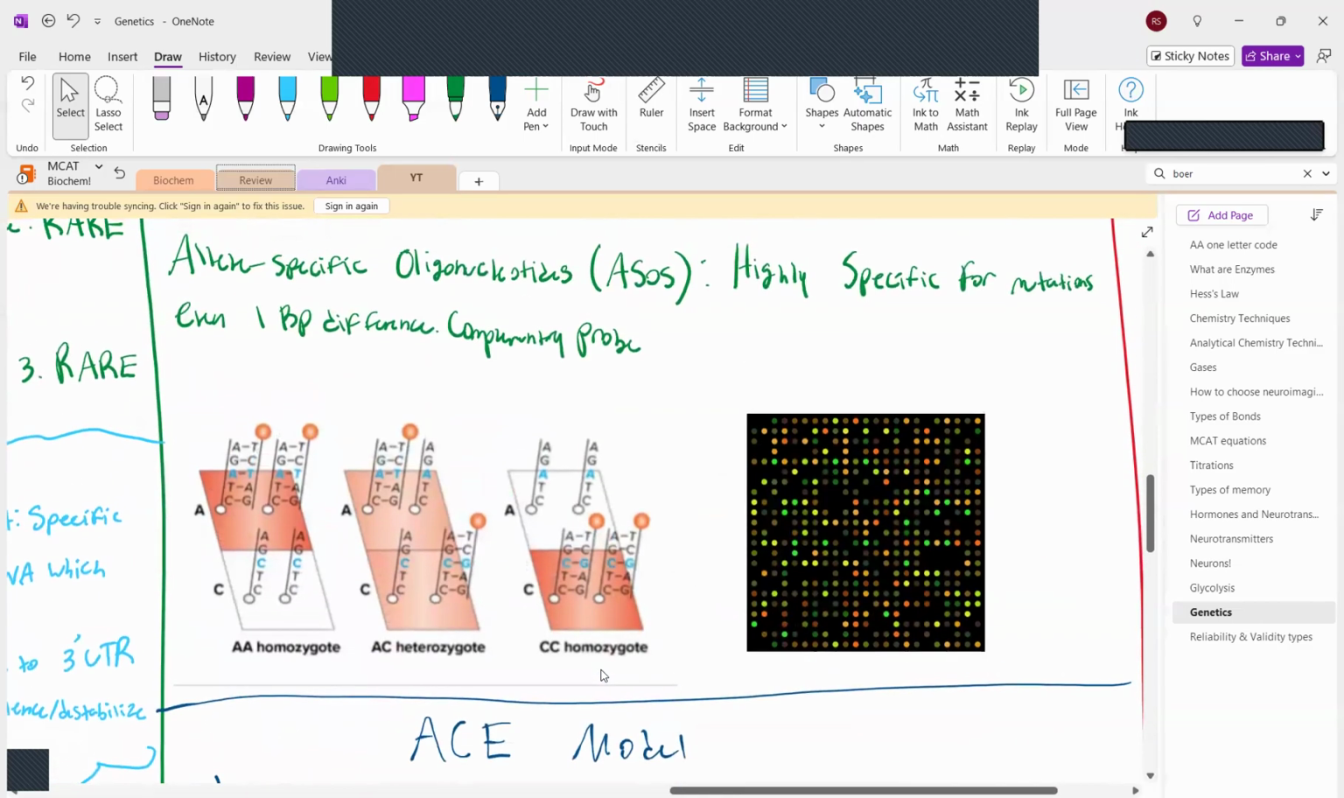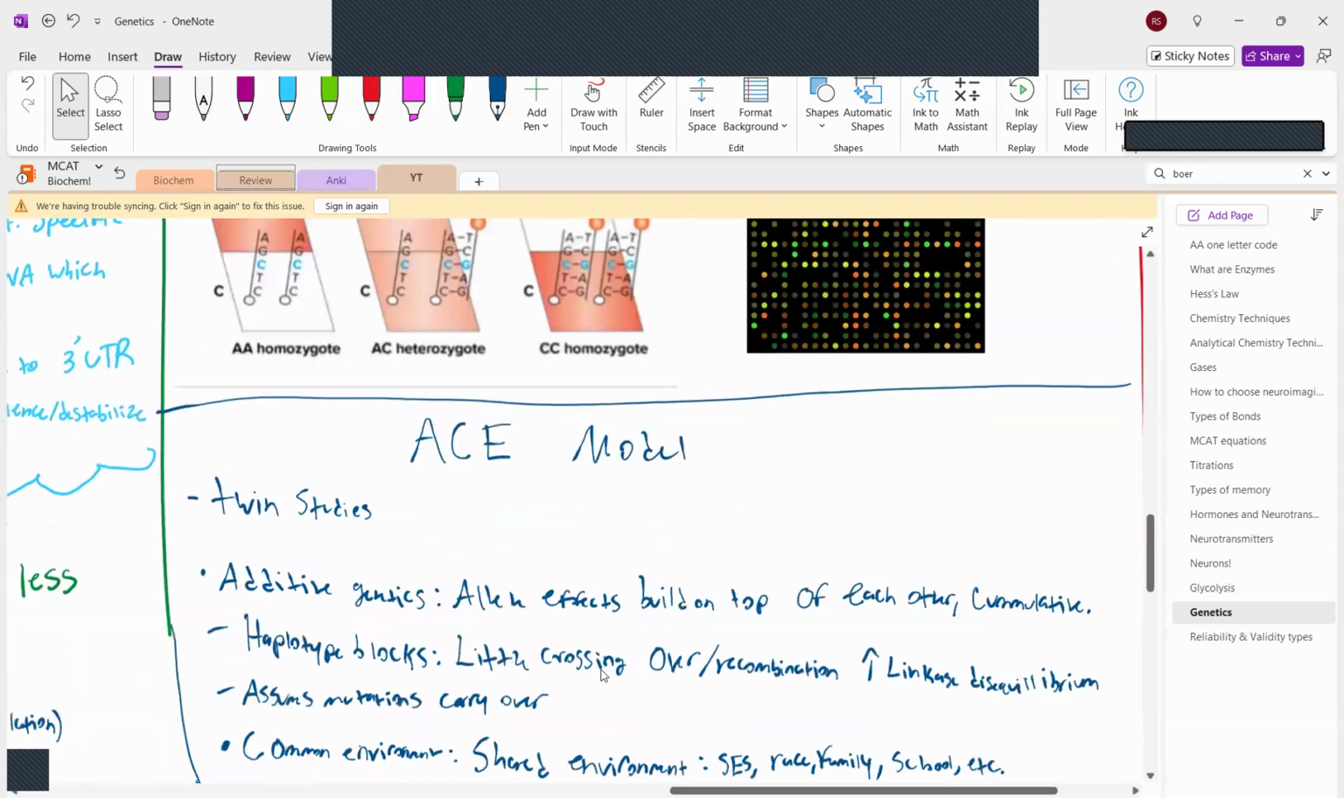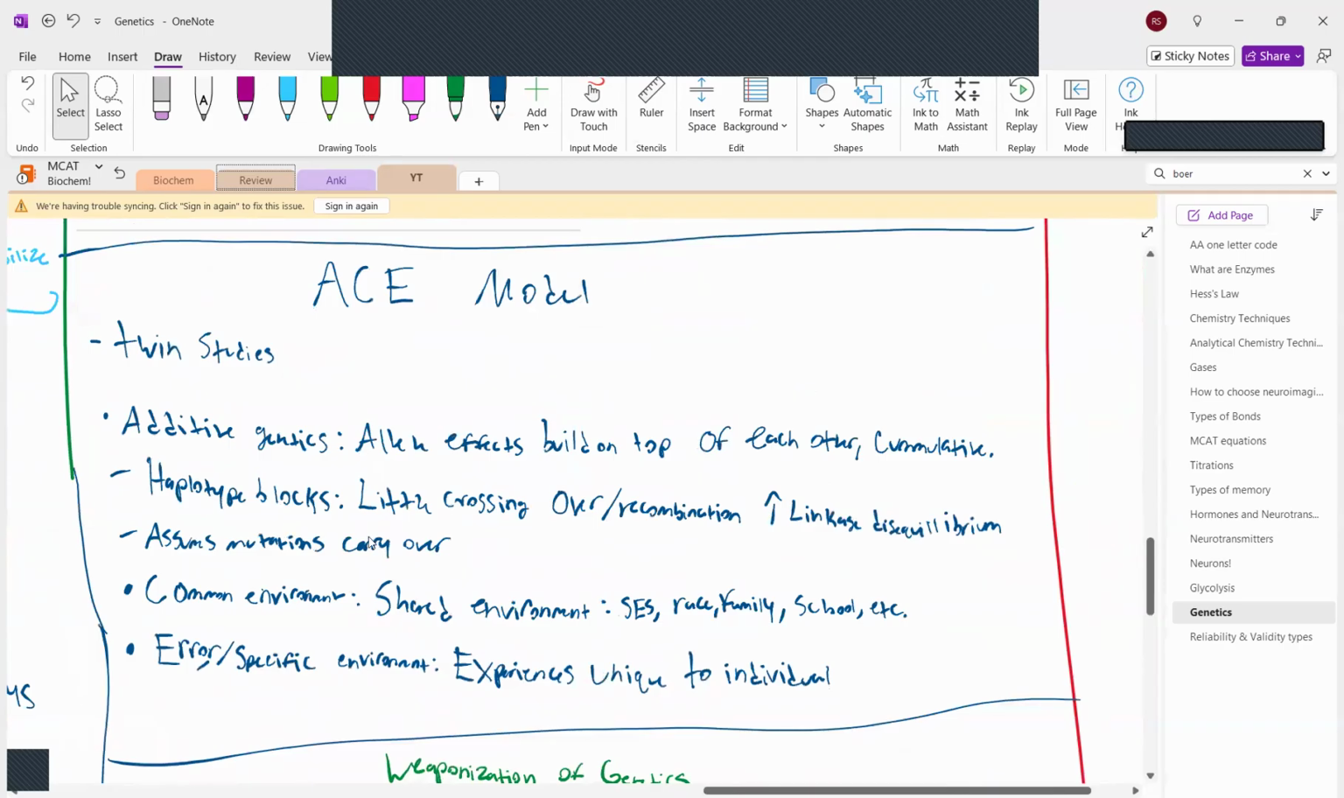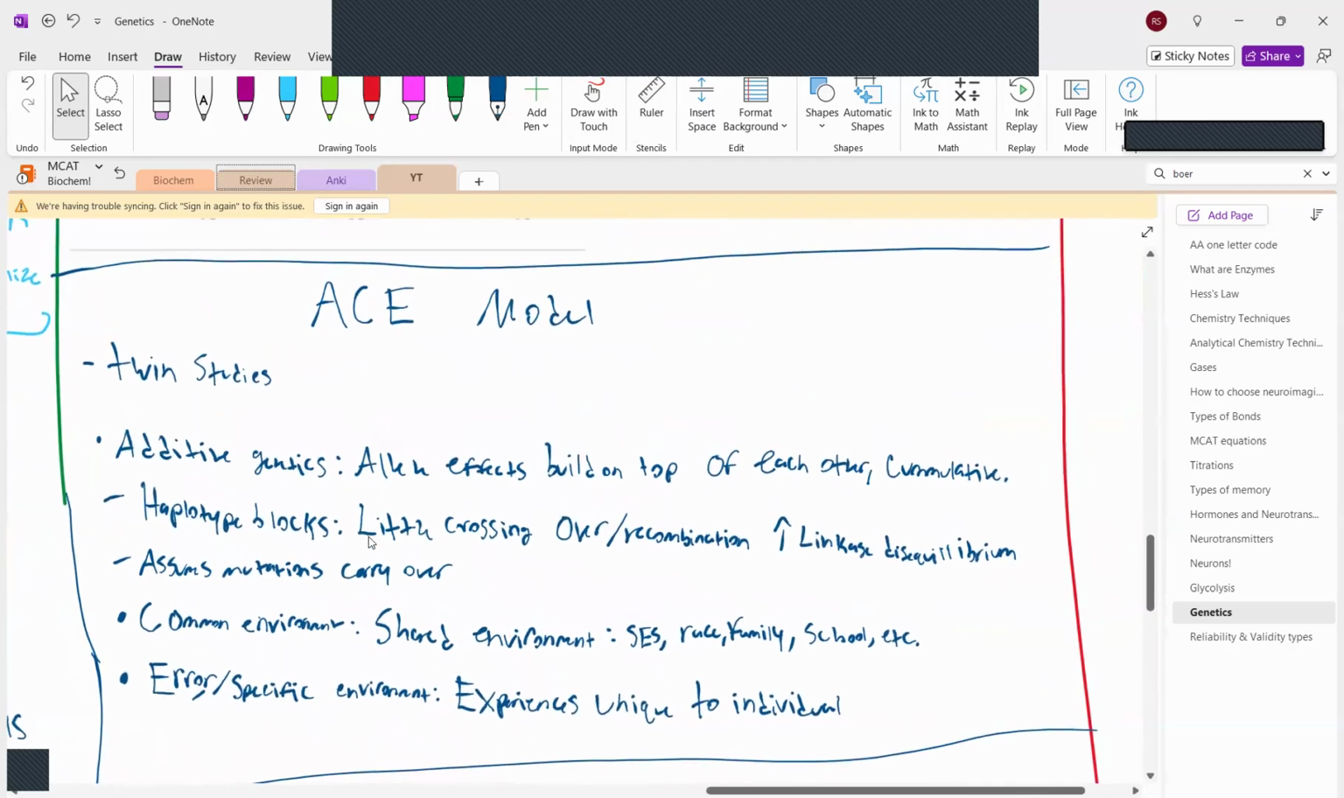And then I don't know if I mentioned, but alleles are just different versions of the gene. That's just what an allele is. And then we have ACE models. Typically this is looking at twin studies, particularly monozygotic twins. So they come from the same egg, hence the mono being one, and zygote meaning egg.